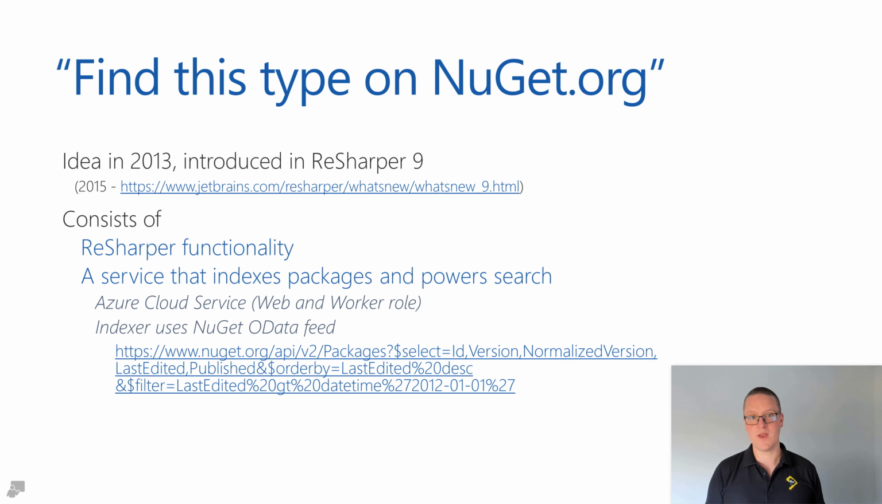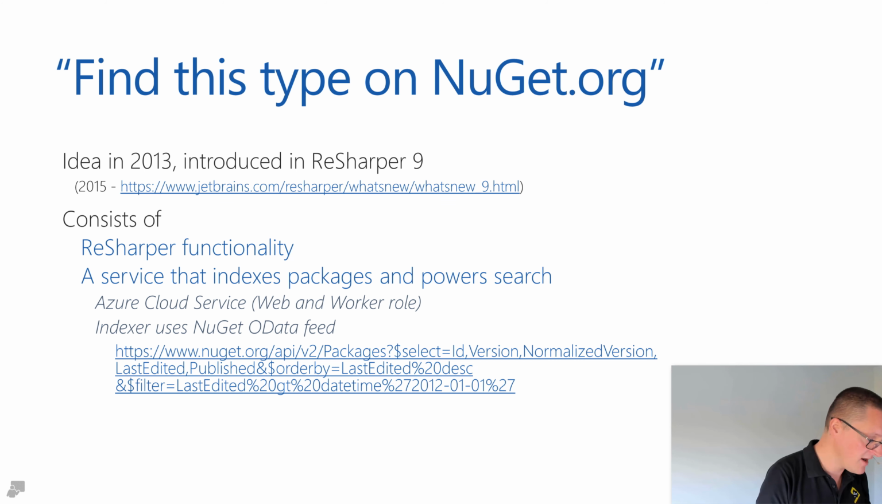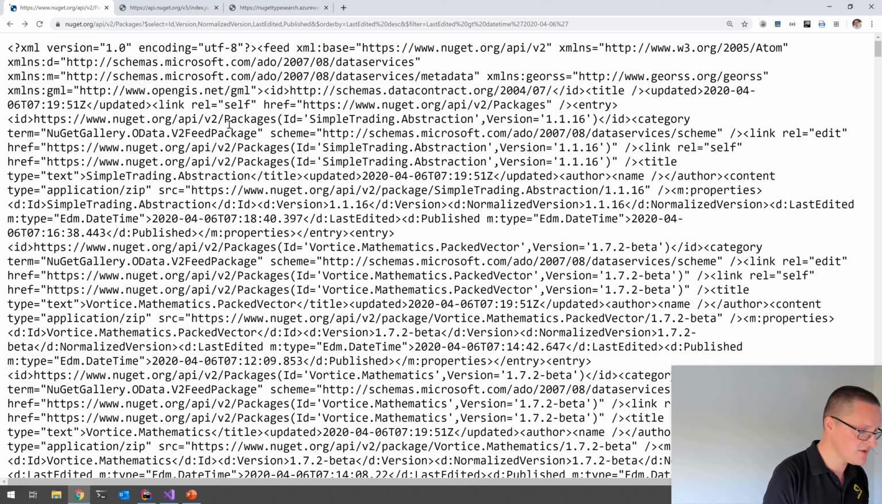The indexer that we have running in that worker role is using the NuGet OData feeds. OData is essentially, I would say, something similar to how GraphQL works, but slightly different as well. What it offers you is that you can write your query in a URL and then get back all of the results in the shape and formats that you want. So let's have a look at the URL that we have on the slides here. If we would open that one in our browser, you would see a bunch of XML contents.